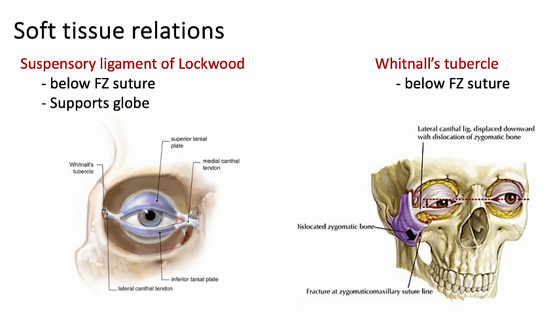Then you have the suspensory ligament of Lockwood, which is a ligament which supports the eyeball or the globe in the orbit. It extends from medial to lateral orbit like a hammock and gets attached to a bony projection called the Whitnall's tubercle, which is present below the frontozygomatic suture. Any change in the position of the ligament can change the globe position.